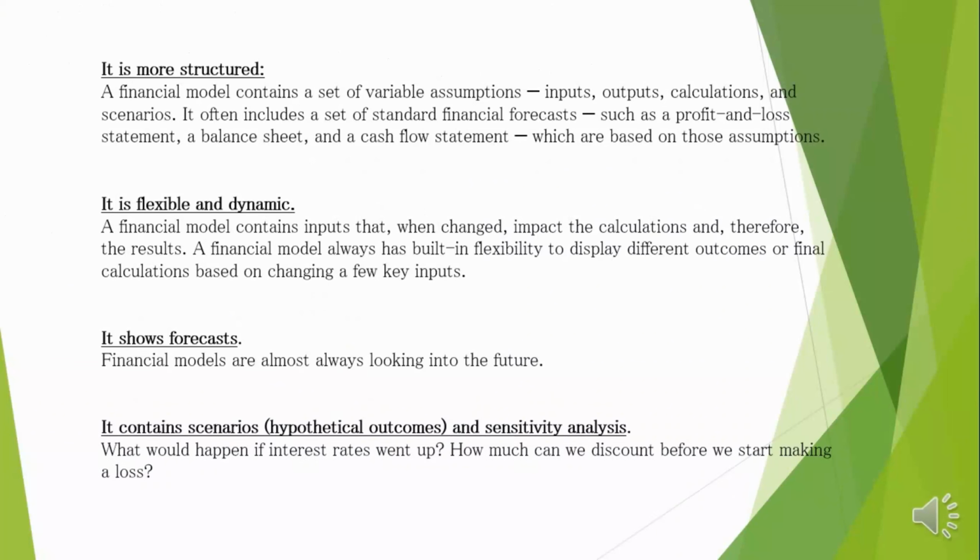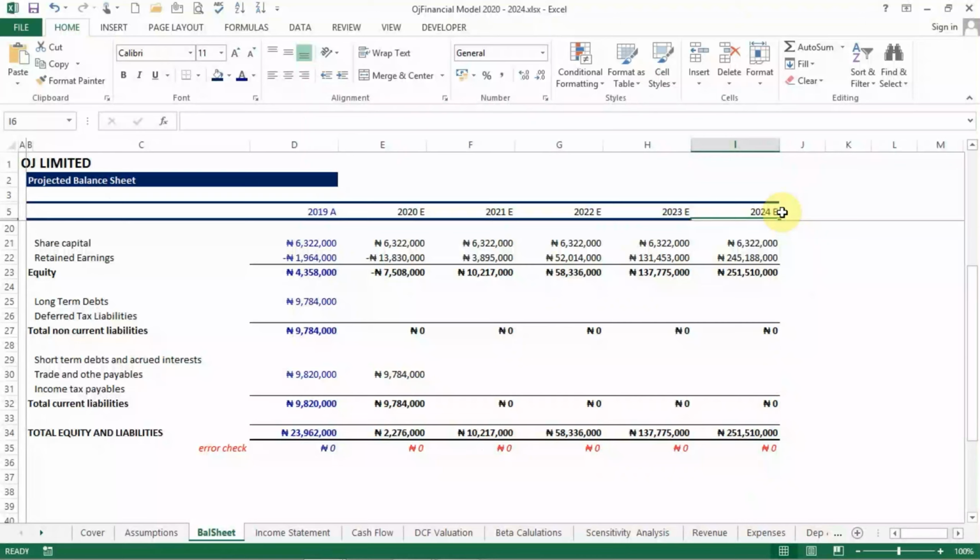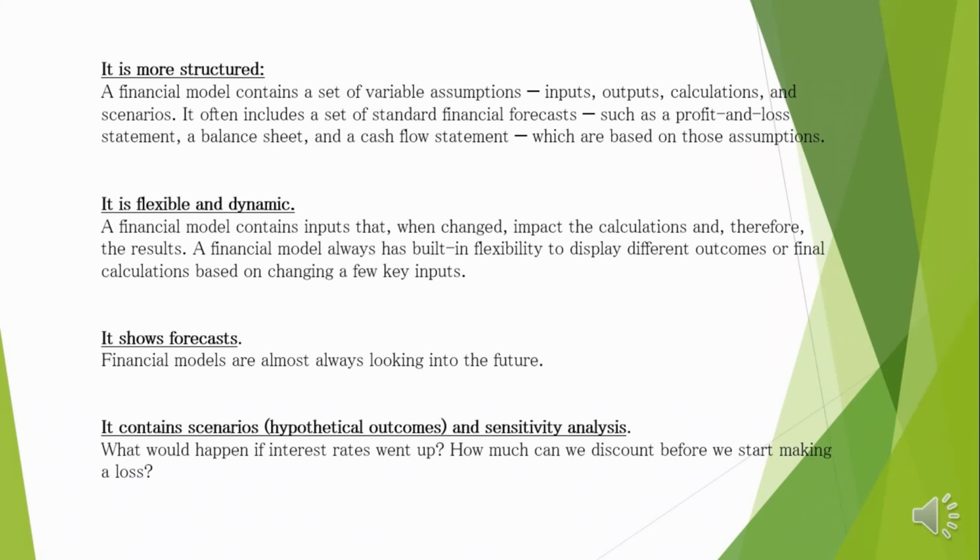And then finally, it contains scenarios, that's hypothetical outcomes and sensitivity analysis. What would happen, for example, if interest rate goes up? How much can we discount before we start making a loss? All of this describes what a good financial model is, and it differentiates it from a spreadsheet. We've demonstrated that in the financial model for OJ Limited. And it's important that you know these differences between a good financial model and a spreadsheet as we move forward.